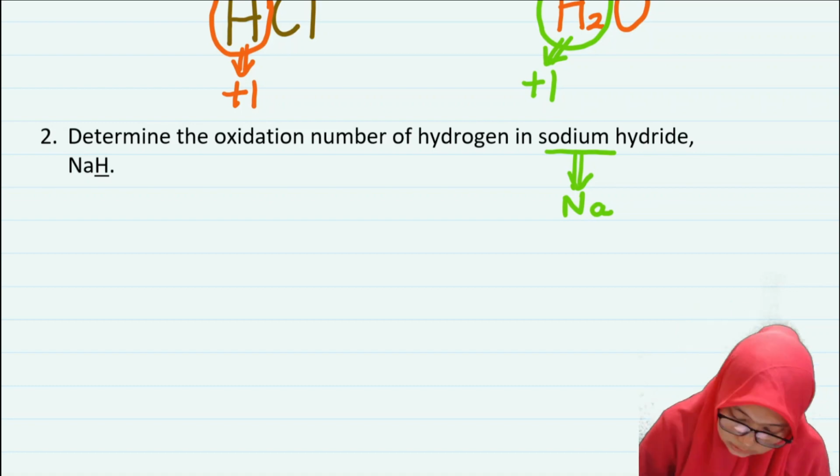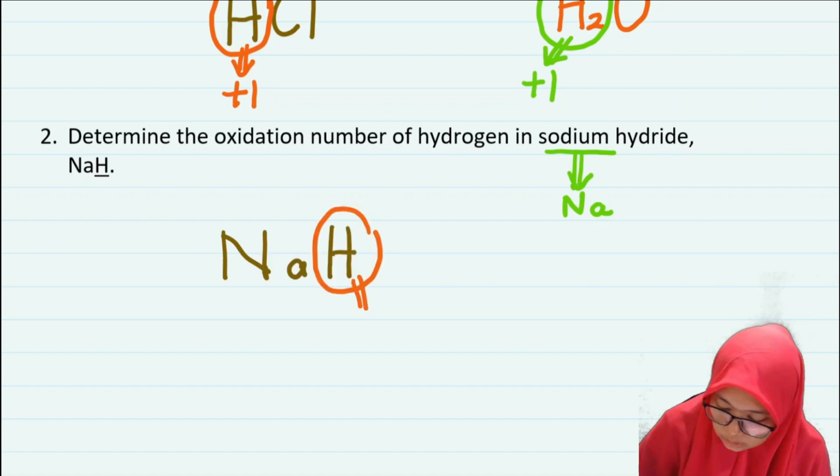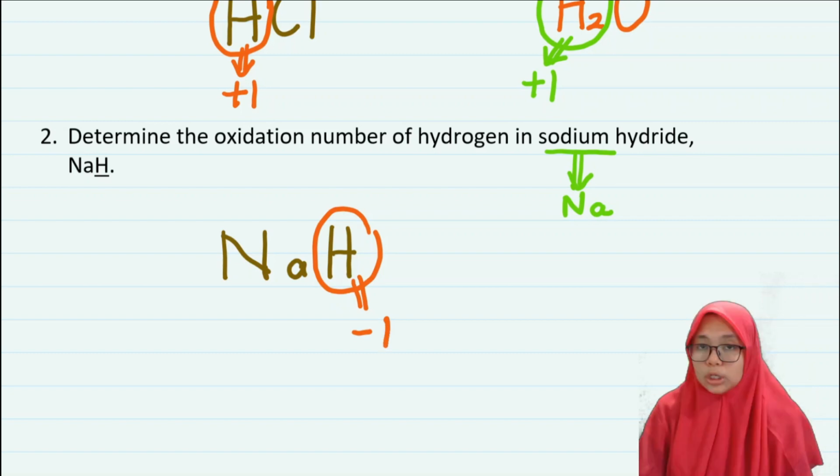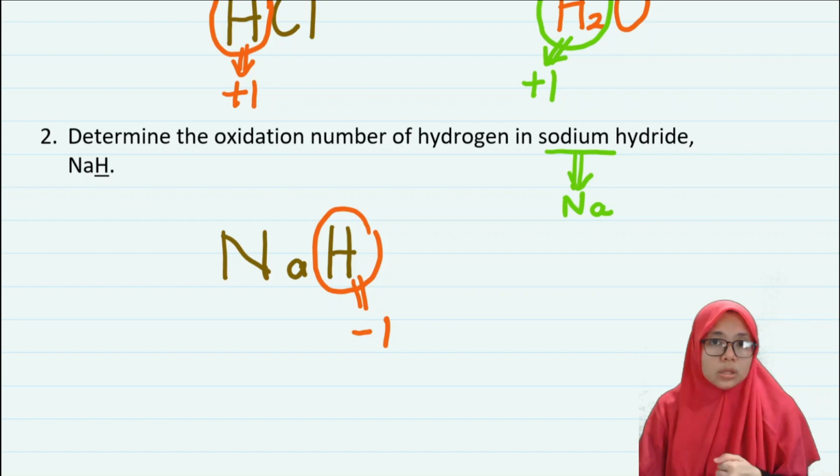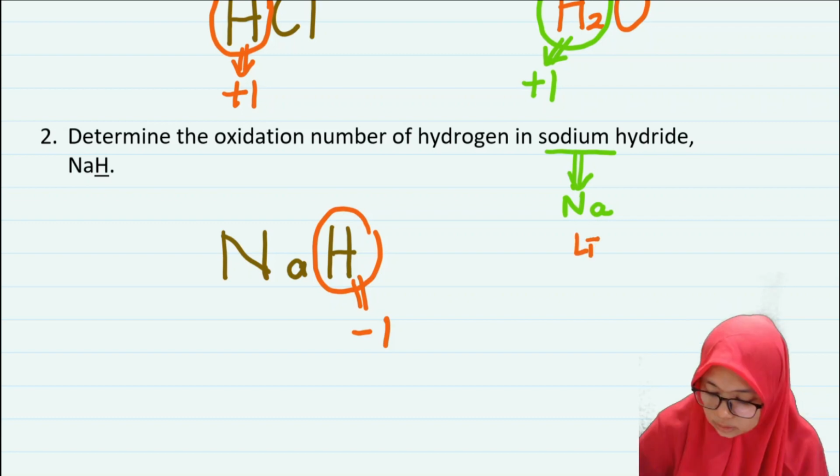So let's say we have the formula of sodium hydride. The oxidation number for hydrogen here is equal to negative 1. Other than that, it will always be positive 1. So you just have to remember that the oxidation number for hydrogen is always positive 1, except when it reacts with a very electropositive metal such as sodium, lithium and also potassium. Na, Li or K.